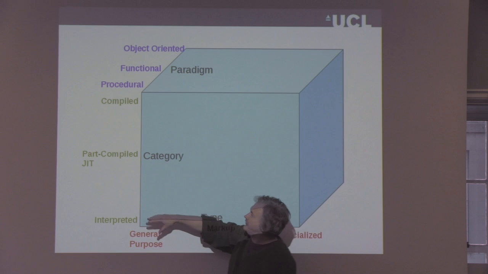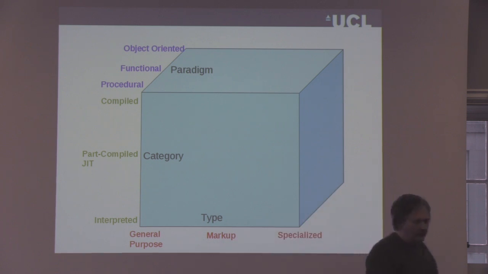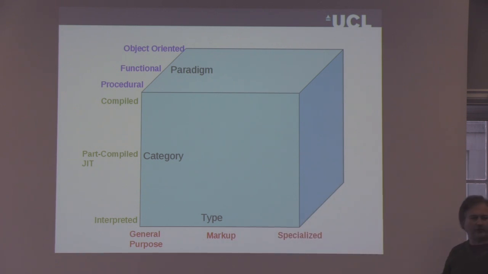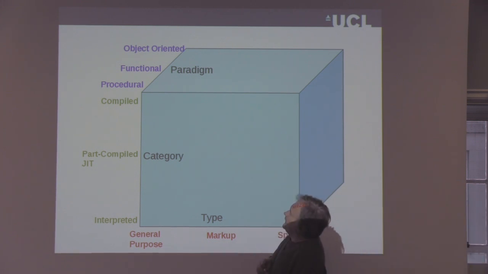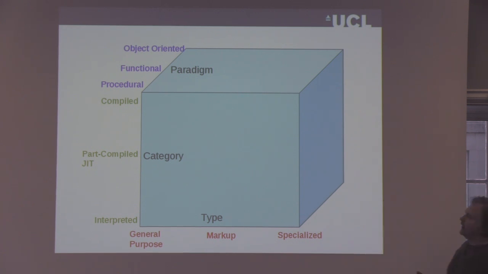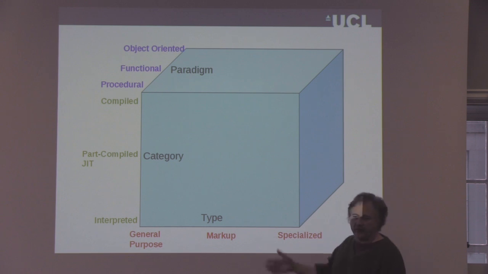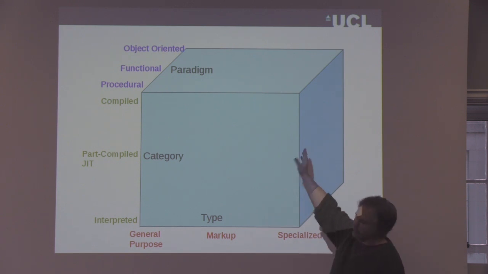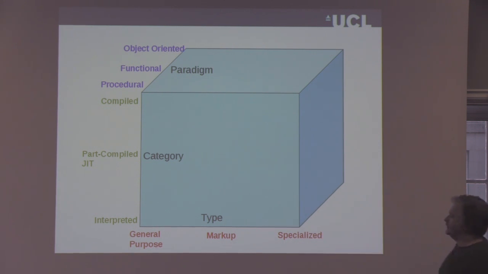In this direction we have interpreted through to compiled. I'll come back to what that means in just a minute, but it's basically going to tell you about how fast a program runs and how easy it is to make changes and develop. And then the third axis there is about different programming paradigms, so ways of implementing your program. And I'm not going to go into the details of those.